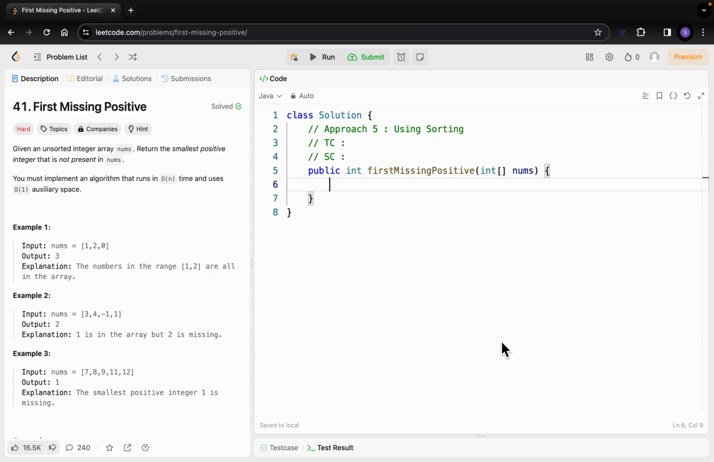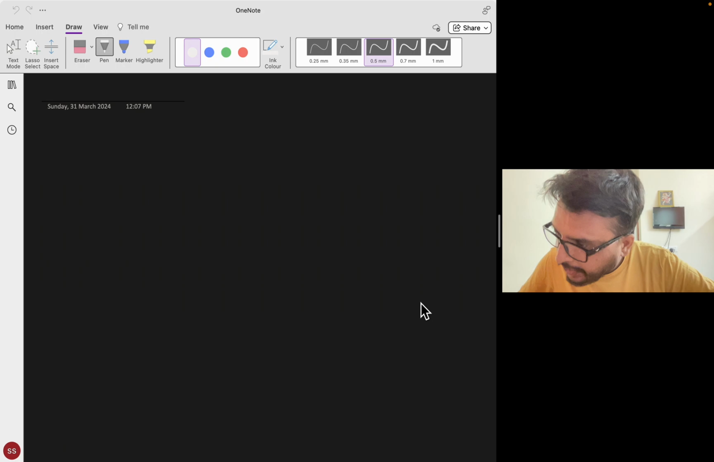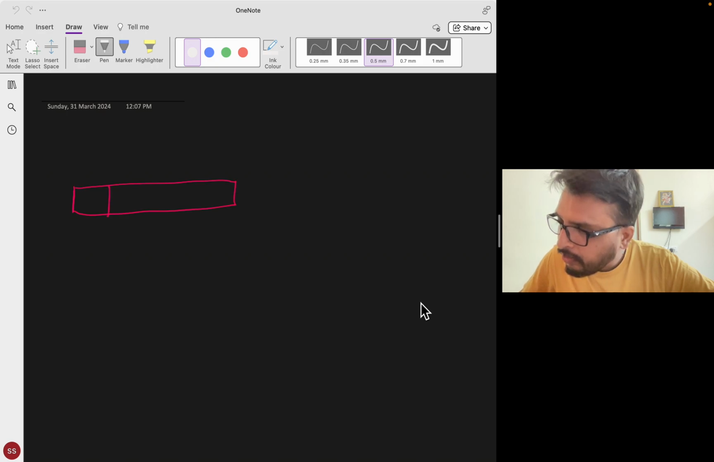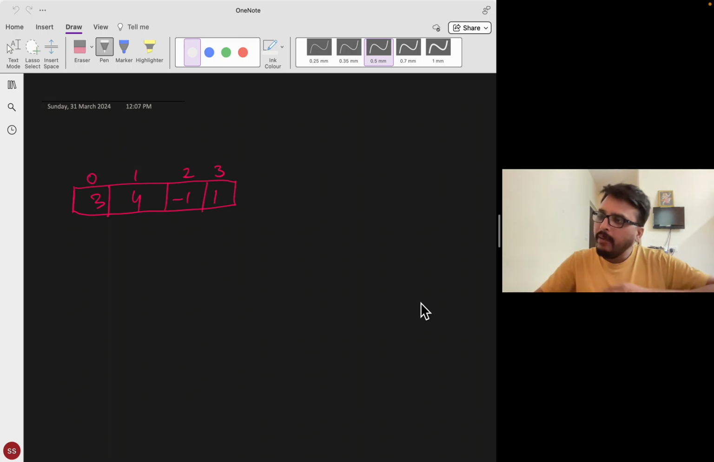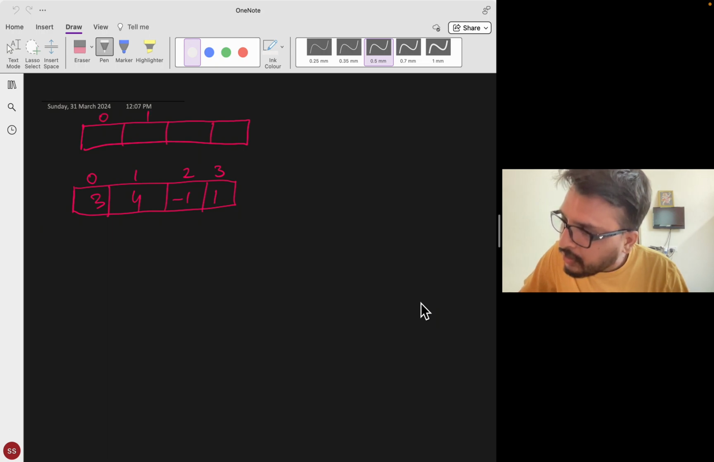Go for the most optimal solution using sorting. So let's understand how we will do it. I will take an array: 3, 4, -1, 1. I will give index to it: 0, 1, 2, 3. Here is what I am expecting.